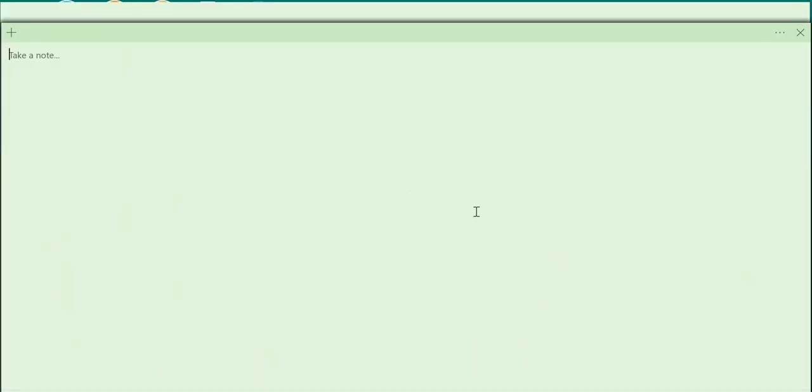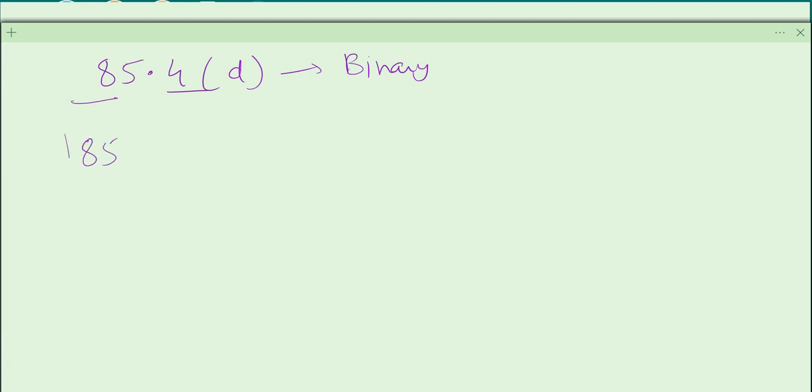Now let's see the fractional part. For the fractional part, you have to multiply by 2. So take some number, suppose 85.4 in decimal, and convert it into binary. In the exam, mostly the fractional part is not asked, only the integer part is asked, but we should know how to convert. So separate the integer part and fraction part. So 85 divided by 2.